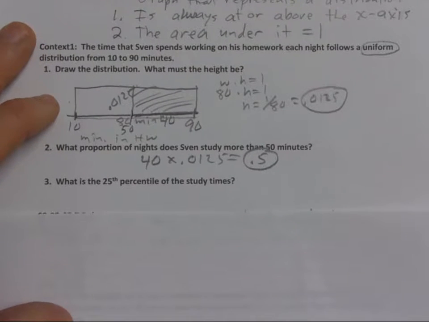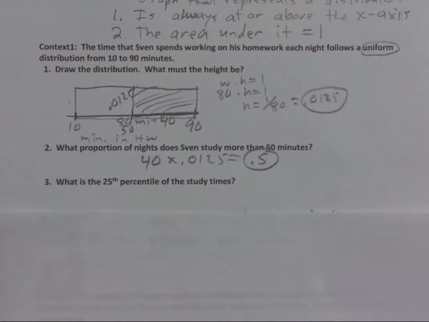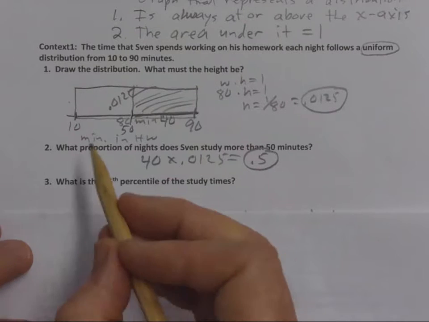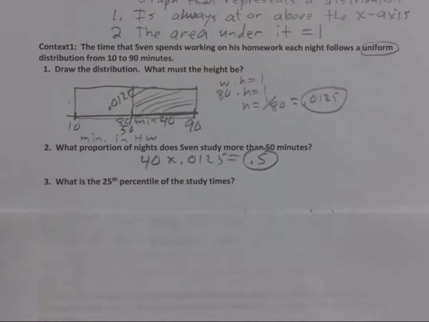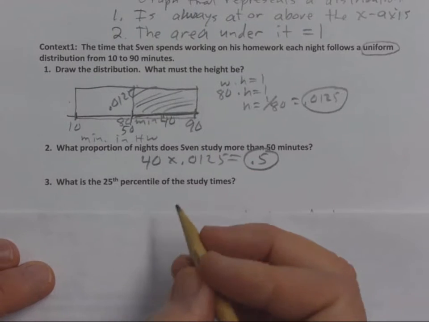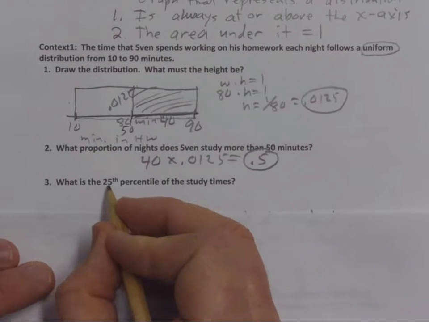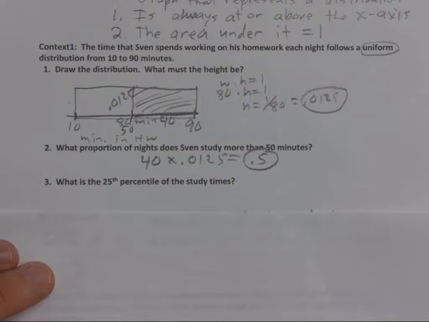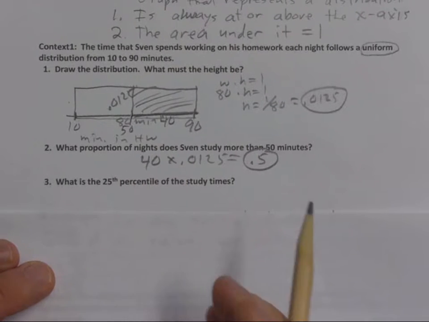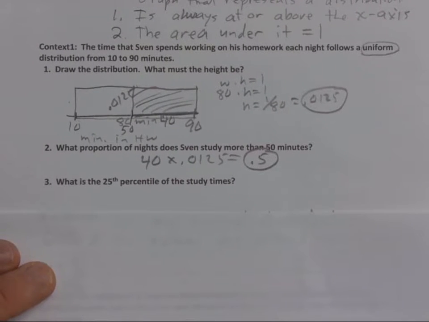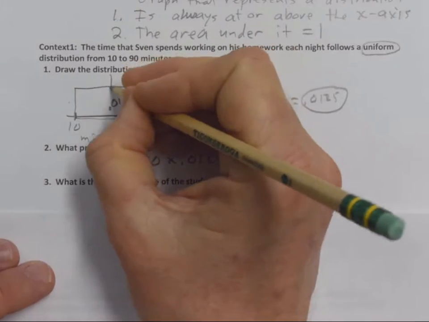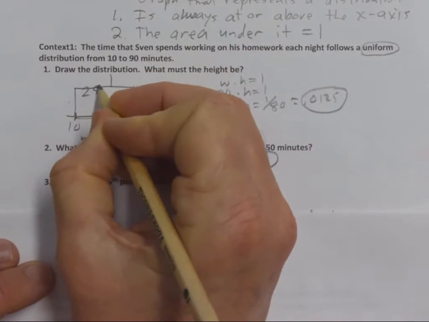All right, and it says, what's the 25th percentile? In other words, what's 25% of the way between 10 and 90? There are different ways you could think about this. You could say the total width is 80. If I go 1/4 of the way, the 25th percentile means 25% of the values are at or below this value. So we need to find the value that contains 25%.